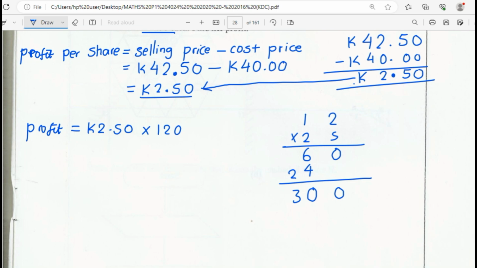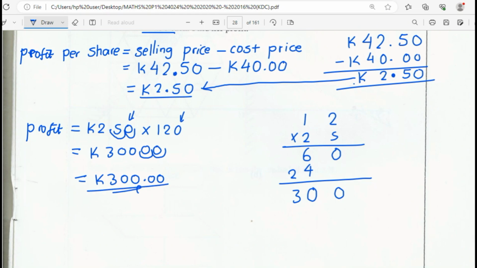Now remember, there are 2 zeros that we ignored, this one and this one. So let's add these 2 zeros at the end of this number that we found. So like this. Then after we are done, we can see that there is one number that has a decimal. How many decimal places do we have? So it's 1, 2. So we'll do the same. We'll move from the right to the left 2 places, 1, 2, which is our final answer. She got 300 kwacha as her profit.